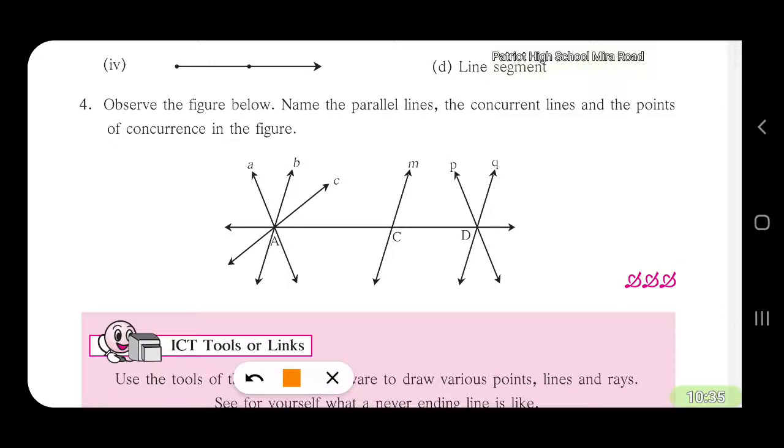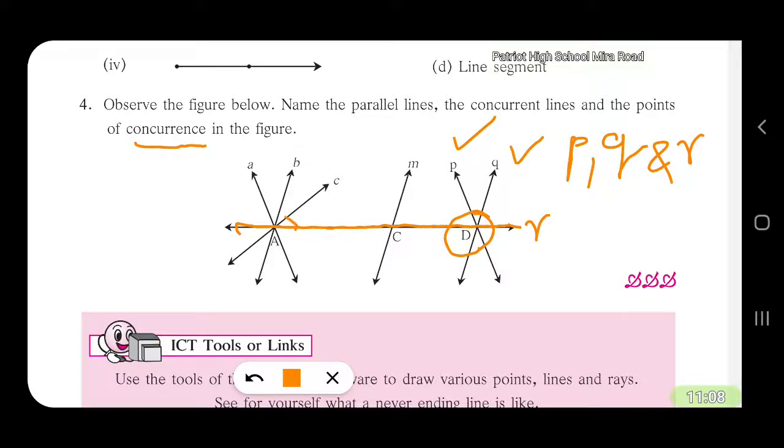Another point of concurrence, we have line P, Q, and suppose this one is line R. So lines P, Q and R are concurrent lines because three lines are passing through a single point D. So the point of concurrence here will be D, and in the first case the point of concurrence will be A. For the lines A, B, C and P, the point of concurrence is A, and in this case lines P, Q and R, all the three lines are passing through point D, therefore point D is the point of concurrence.